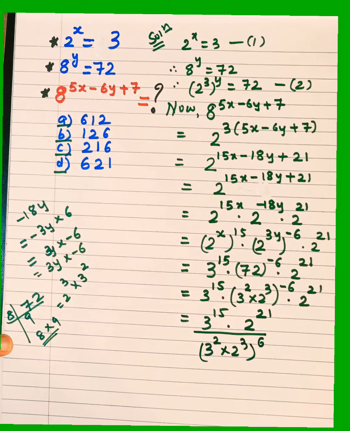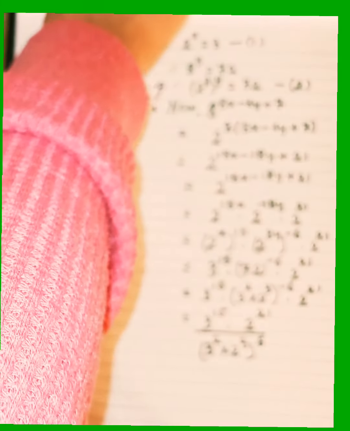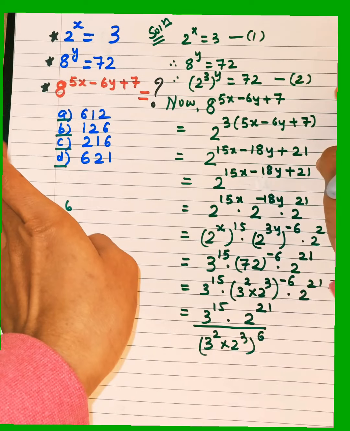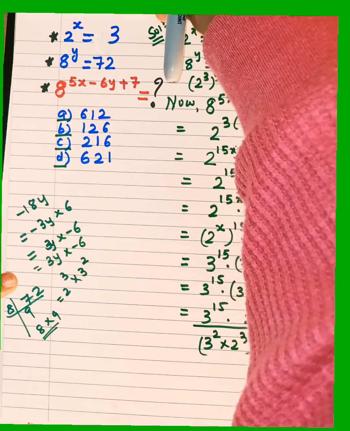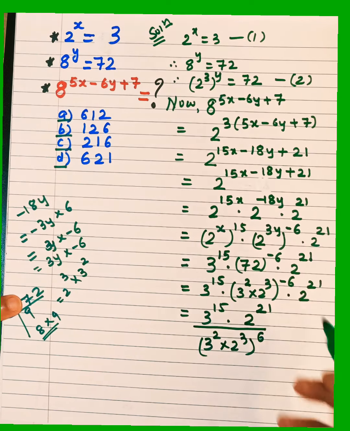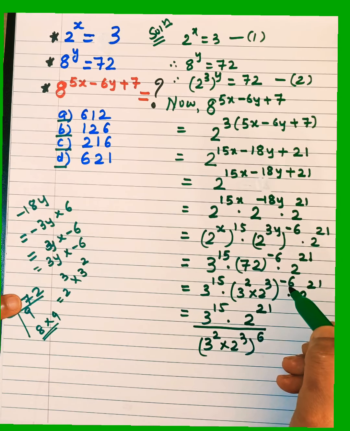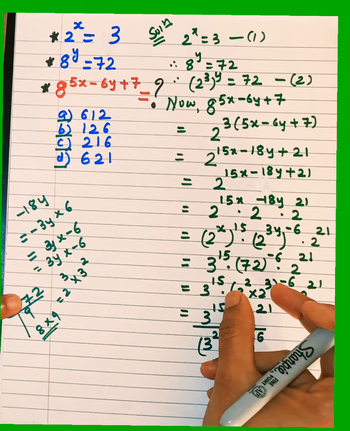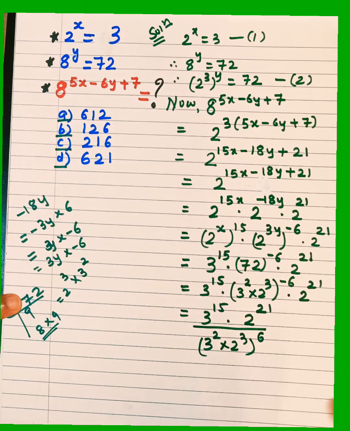So why have I taken it under the denominator? Because we have a negative sign in the power. To remove that negative sign, I have done this step. This is the rule of power and exponent. So this negative 6 will become positive 6 when you shift this into the denominator. I hope till here it is clear.